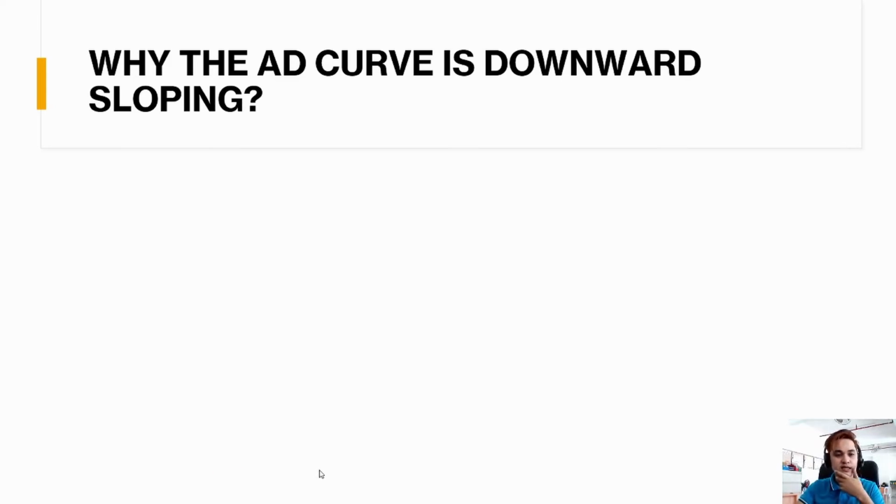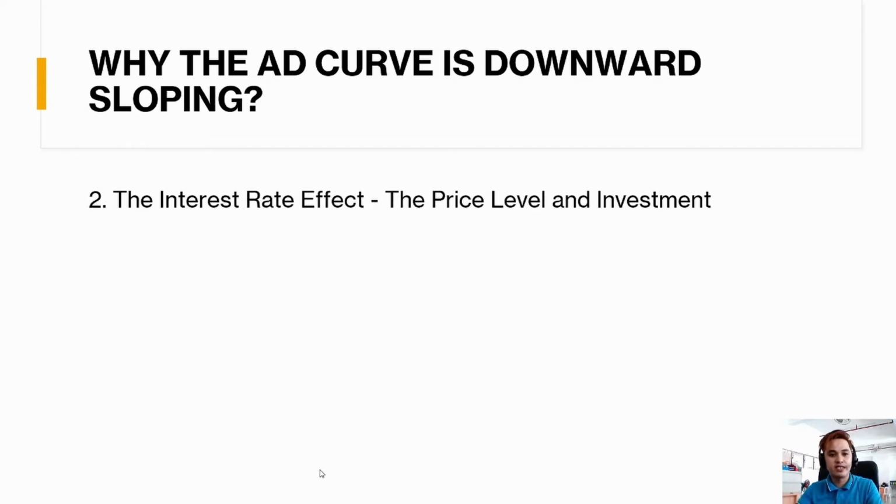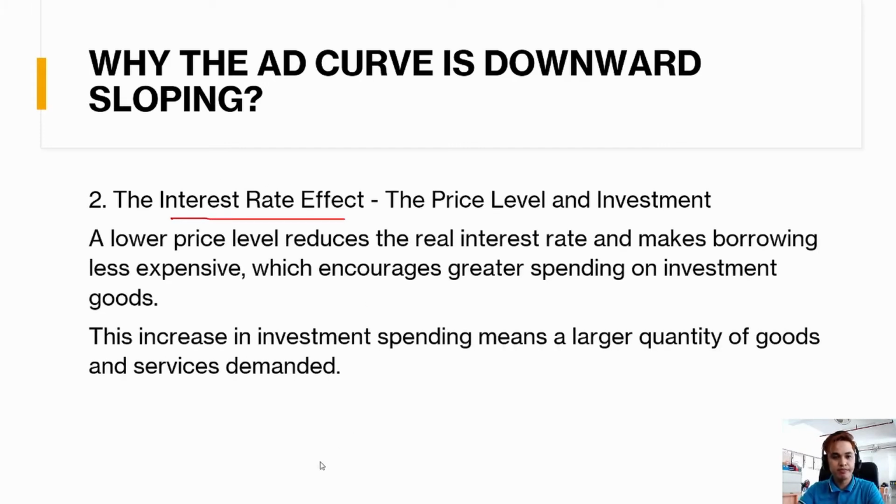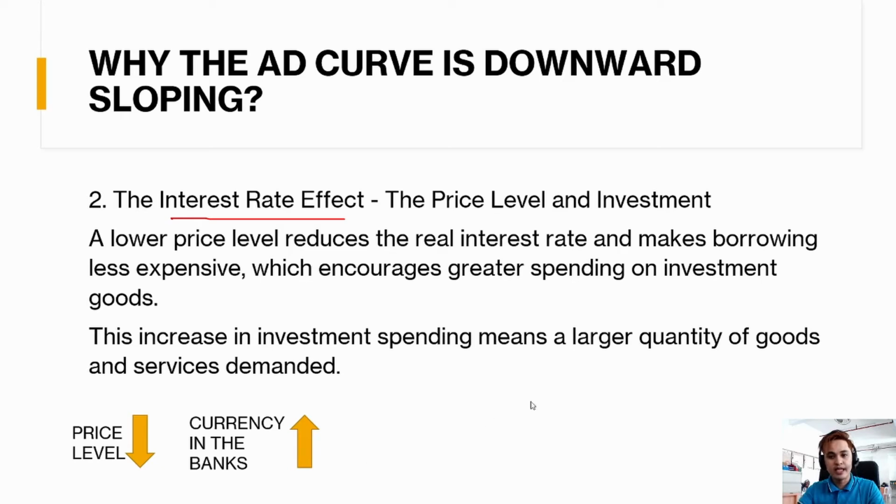Alright, next reason why the AD curve is downward sloping is the interest rate effect, or the interaction between the price level and investment. So, still, it's following the real and the nominal concept. So, let's say that the price level will decrease or there's deflation. So what will happen here?